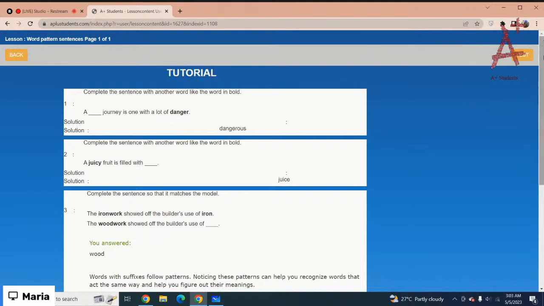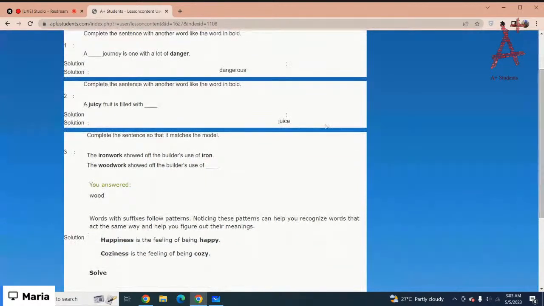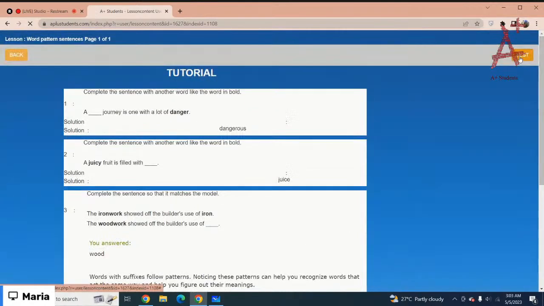Got it? So basically, what are the patterns? Words with suffixes follow patterns. Noticing these patterns can help you recognize words that act the same way and help you figure out their meanings. Like happiness is the feeling of being happy. So happiness is the word from happy. Then coziness is the feeling of being cozy. Got it? So these are actually the patterns.